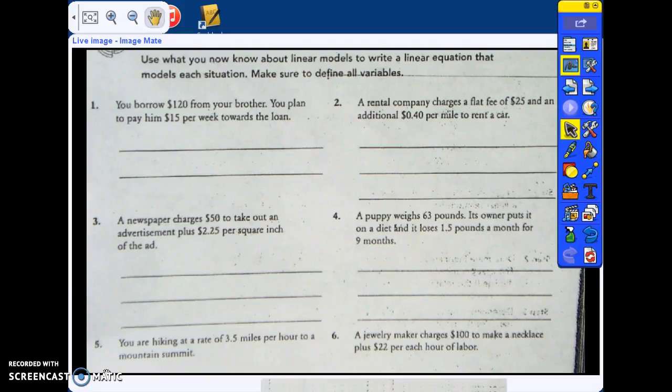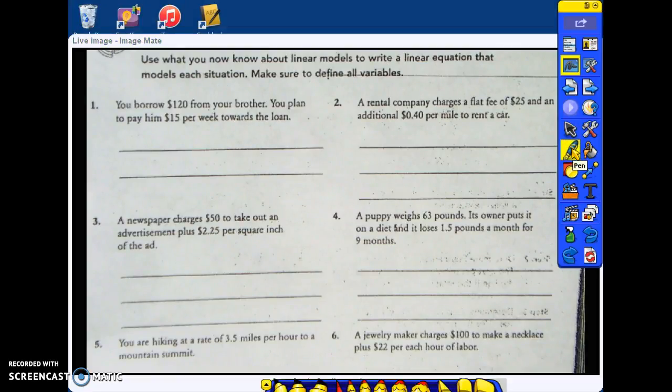Alright, number 1. You borrow $120 from your brother. You plan to pay him $15 per week towards the loan. If you are borrowing something, that means you are going into debt. Okay? So that's going to be your initial value, because that's how much you start off with. You start off $120 in debt. So b equals negative 120.